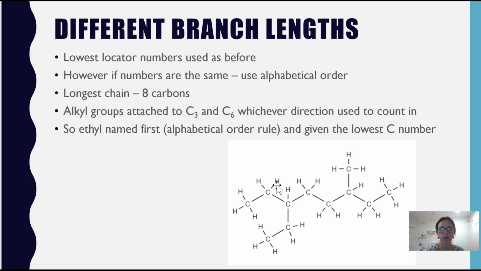So we need to look and go, all right, whichever direction I look at, my alcohol groups are attached to 3 and 6, so it doesn't really matter. And because of the alphabetical order rule, we're going to have to name our ethyl group first and give it the lowest carbon number. So here's our ethyl group here. So we're going to give it the lowest number, which is the 3. So it will be a 3 ethyl, 6 methyl, and then we've got our octane.